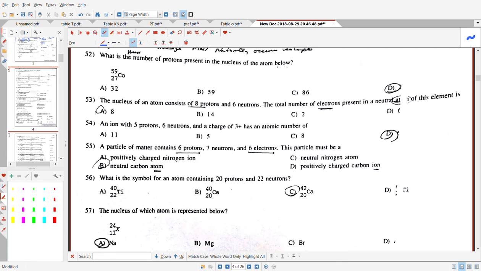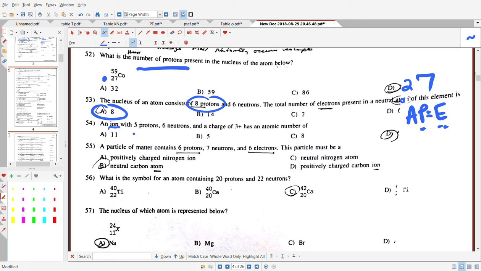I'm going to do some more questions now. What's the number of protons here? We know it's the atomic number, which is that bottom number, so the answer is 27. Now, we have to know if you're a neutral atom. I say ape. If you're an atom, the P equals the E. The protons equal the electrons. So if you have 8 protons, you can have 8 electrons.